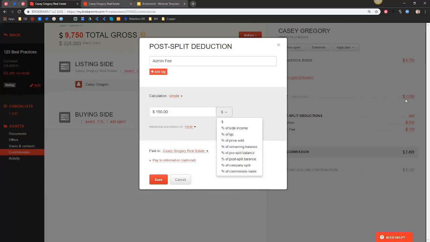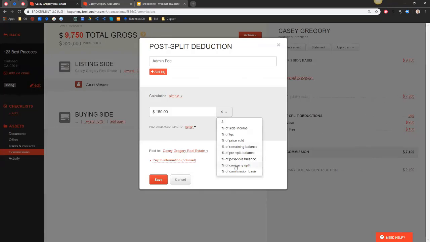Wherever this deduction is in the commission plan, it's deducting a percentage of whatever is left over. So here on this $150 admin fee, if this was set to remaining balance, it's going to be deducting a percentage of whatever's left after all these previous deductions happened here. A percentage of pre and post split balance. So it's looking at what the balance is pre-split, after any pre-split deductions before it goes into the split, or post-split balance. It's going to be this $7,800, whatever is on this line item split.